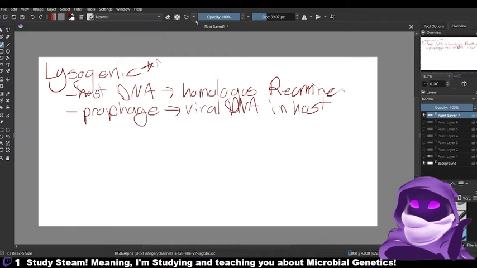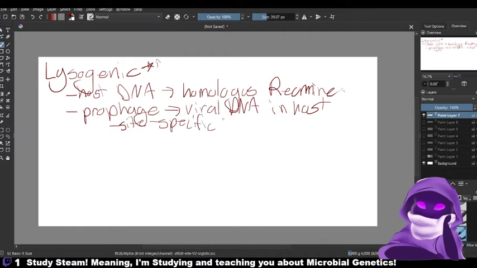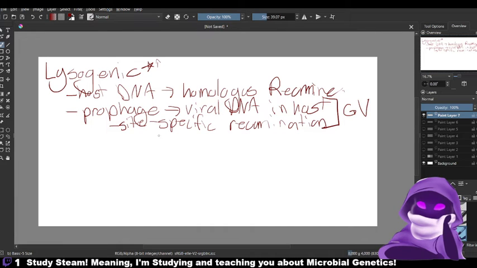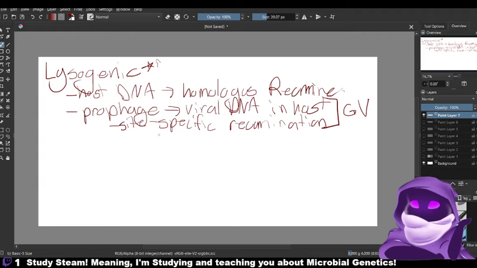But this is going to be a site-specific recombination rather than homologous recombination. And this is the larger cause of genetic variation. I'm just going to put GV for now, because again, that's what we care about. So the larger cause of genetic variation is your nice little prophages here. And let's see. Packaging prophage and phage, blah, blah, blah.